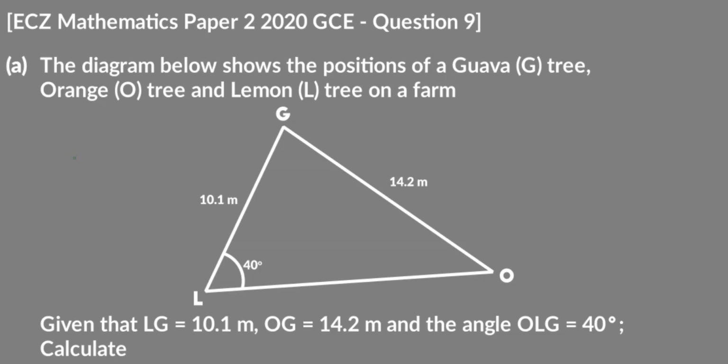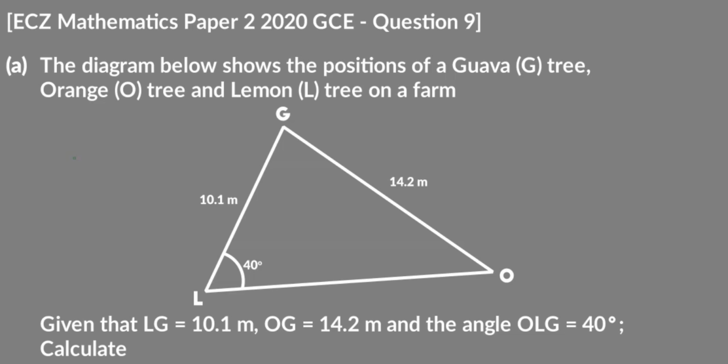The question we're looking at is Mathematics Paper 2, 2020 GCE, question 9. The diagram below shows the positions of a guava tree, orange tree, and lemon tree on a farm. You can see the diagram here and how the trees are arranged. Focus on the points, the distances, and the angles that have been given. We've been given that LG is equal to 10.1 meters, OG is equal to 14.2 meters, and the angle OLG is equal to 40 degrees.